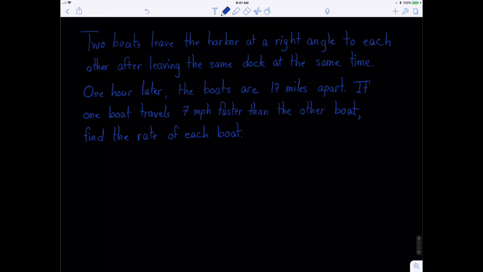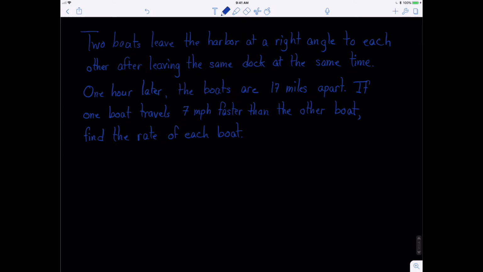Hi, in this video we're going to solve one more application of quadratic equations. Here's the problem. It reads: two boats leave the harbor at a right angle to each other after leaving the same dock at the same time. 1 hour later, the boats are 17 miles apart. If one boat travels 7 miles an hour faster than the other boat, find the rate of each boat.